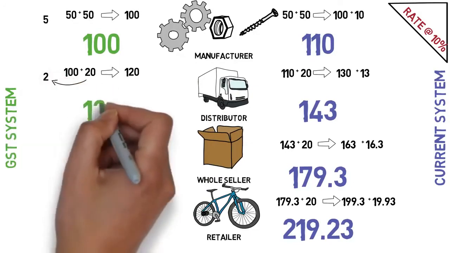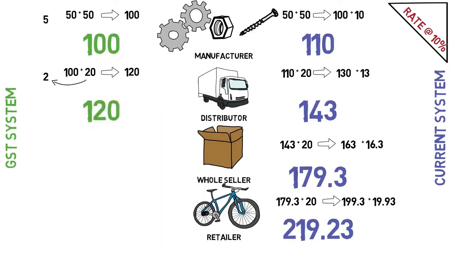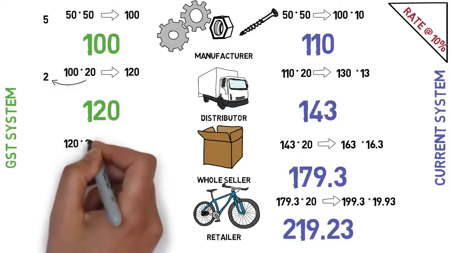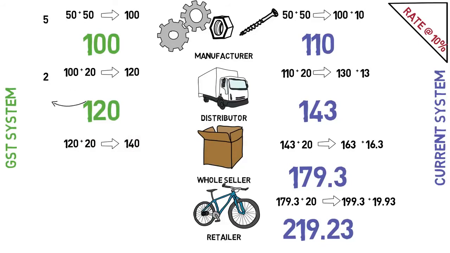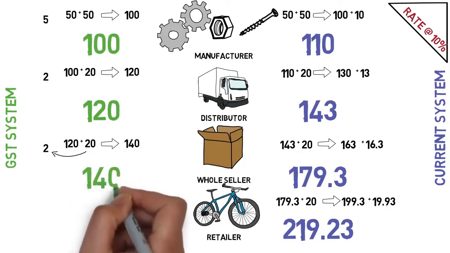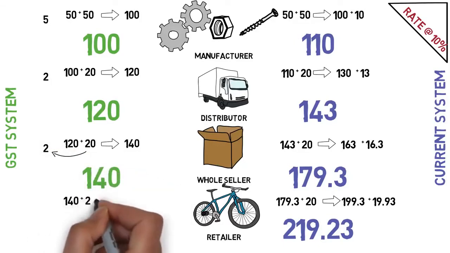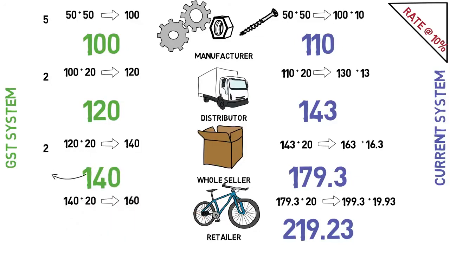The wholesaler buys the product for 120 rupees and follows the same pattern, adding 20 rupees as his profit, and the price will become 140 and he pays the tax of rupees 2 on his profit of 20 rupees. The retailer buys the product for 140 rupees, adds a profit of 20 rupees, pays the taxes of 2 rupees on his profit of 20 rupees and raises the final consumer price to 160 rupees. So, if the prices are compared, the product is 59.23 rupees cheaper in the GST system than the current system.